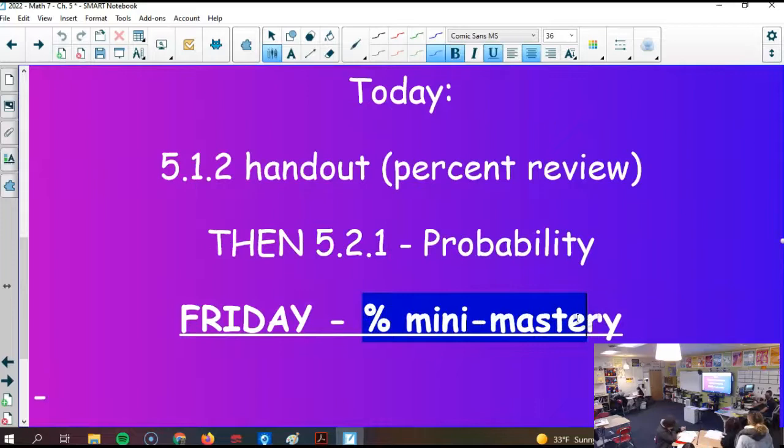Friday, not tomorrow because tomorrow's Thursday. Friday, we will have a percent mini mastery very similar to what we're about to do. Hint, hint, cough, cough, nudge, nudge. Wink, wink. Side jab, side jab.